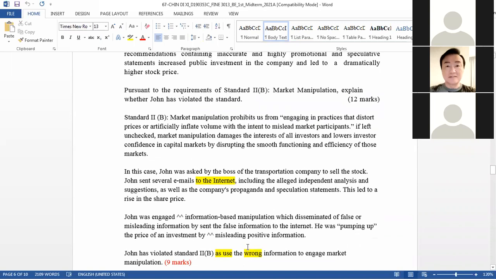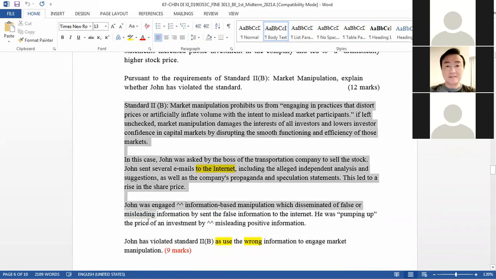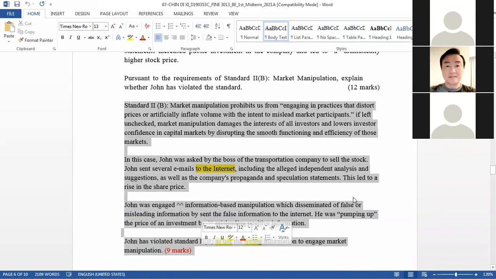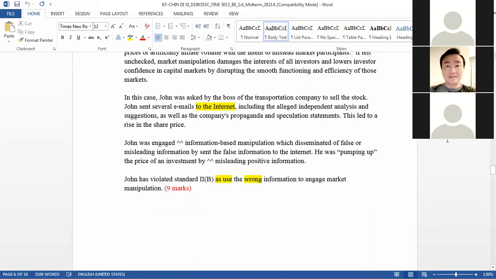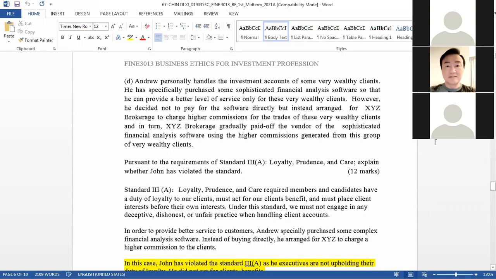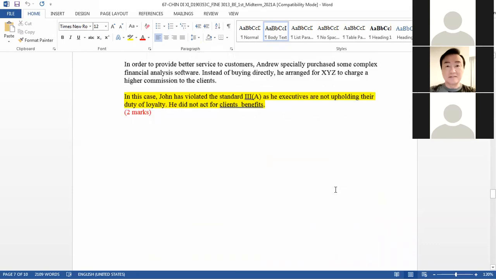Right. So C, in its totality, your answer here. I think you deserve 9 marks. All right. D. Now this one you got it wrong completely. Right. So in its totality, you got 2 marks for part D.